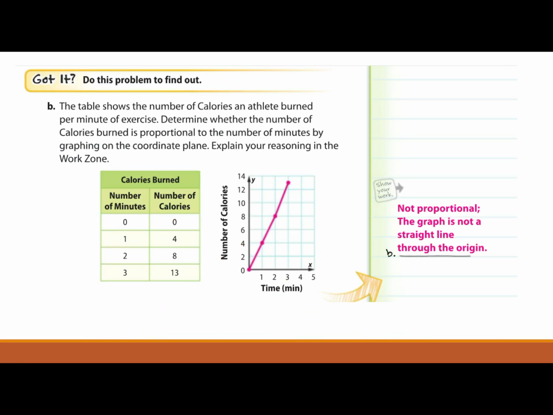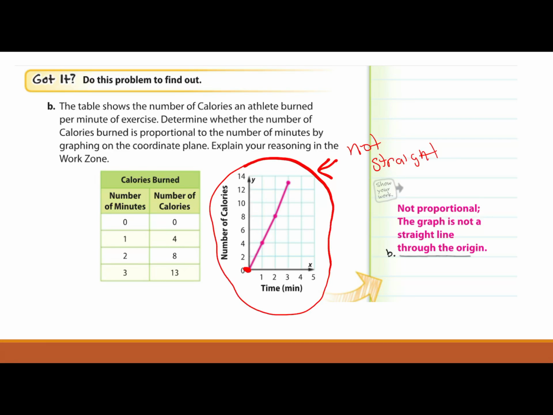This was the book example. As you can see, they did theirs a little bit more clearly than I did. And you can see that this line is not straight. So even though this line goes through the origin, because it's not straight, it is not proportional. So as you read, it's not proportional. The line is not a straight line through the origin. I'm sorry, it's through the origin, but it's not straight. All right, let's do another one.